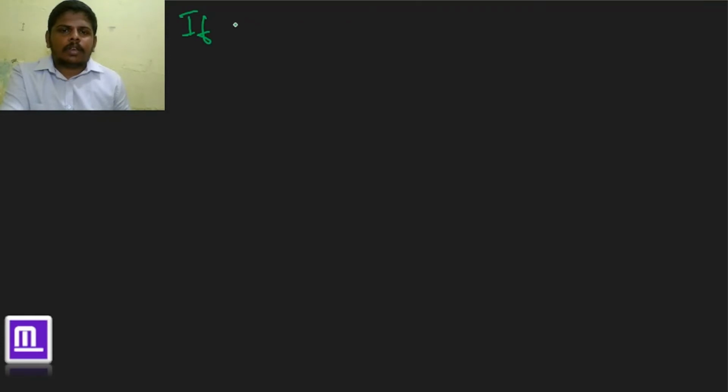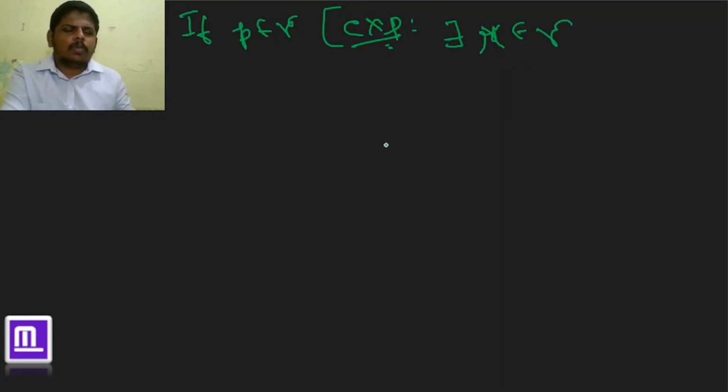If p is an element in gamma, our expectation is that there must be an r, there must be one more element in gamma such that p is the lesser element. Let's write it like this: p is the lesser element. So this is our expectation.